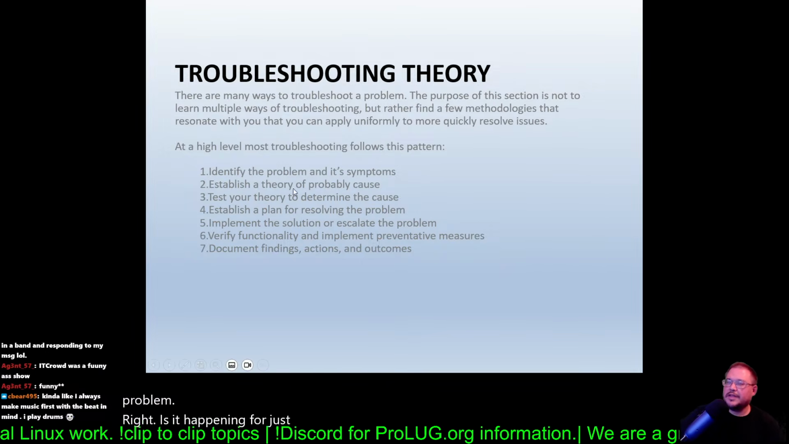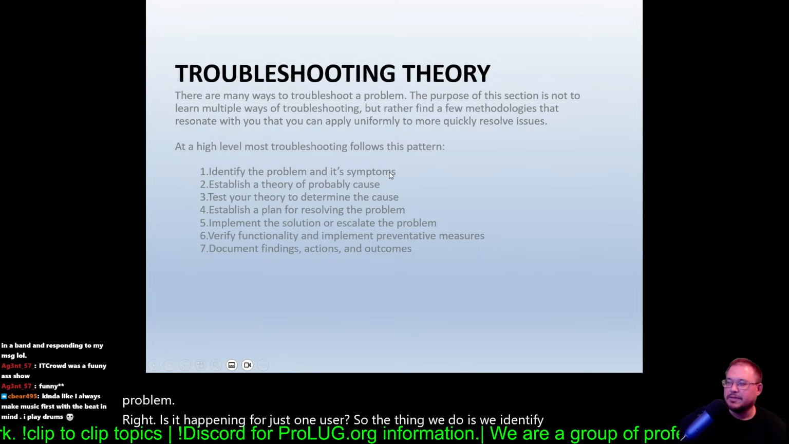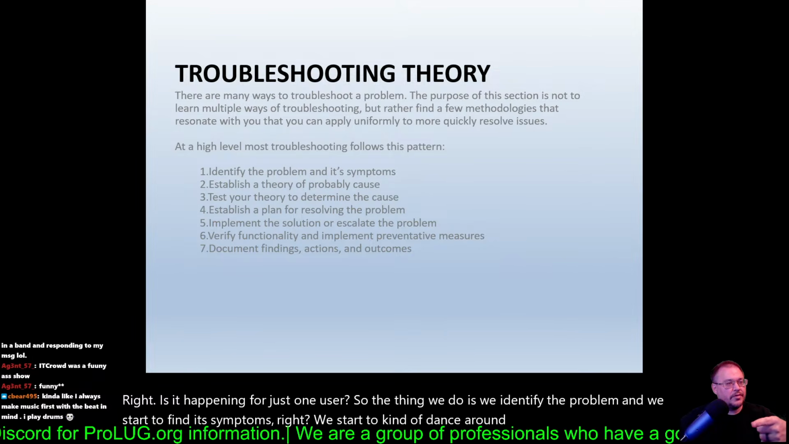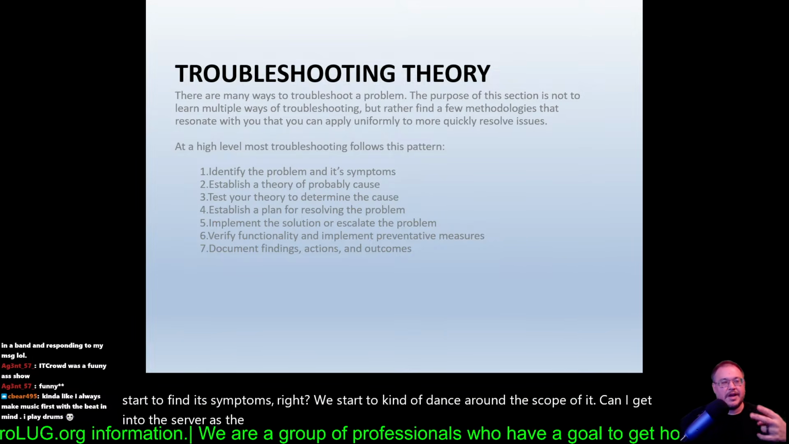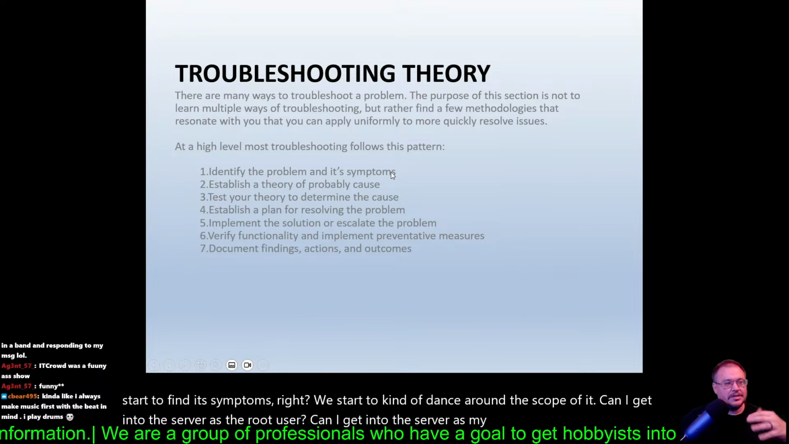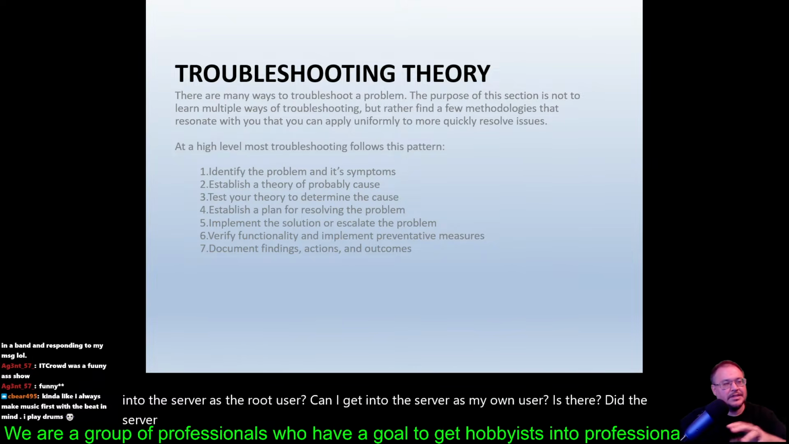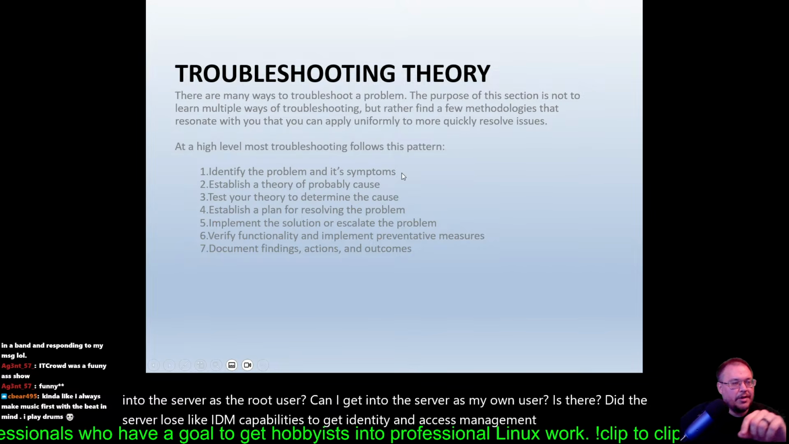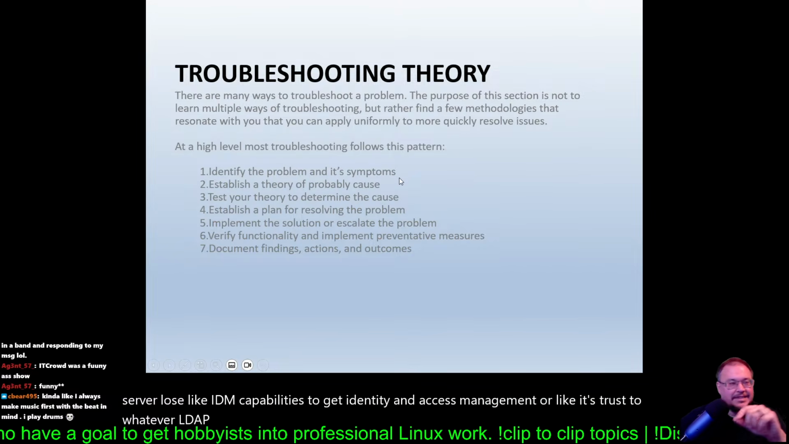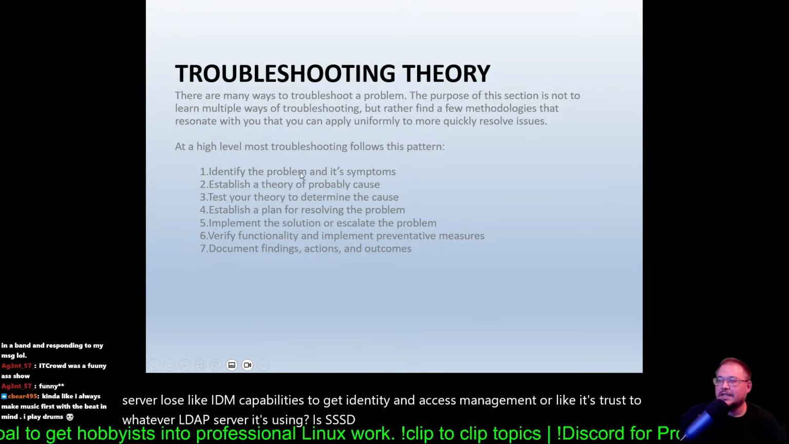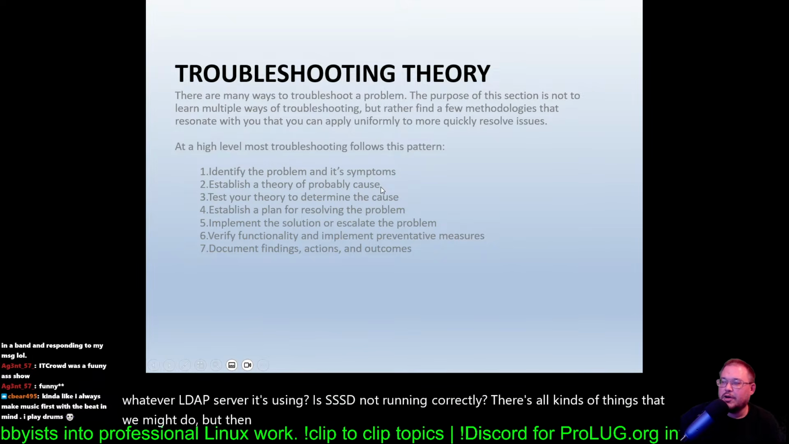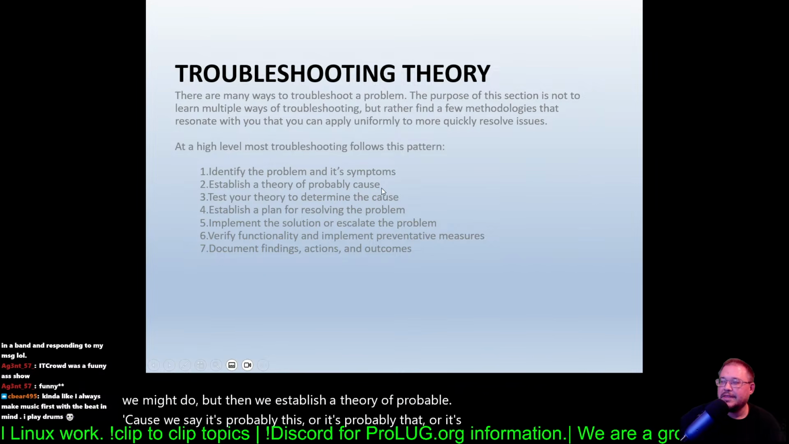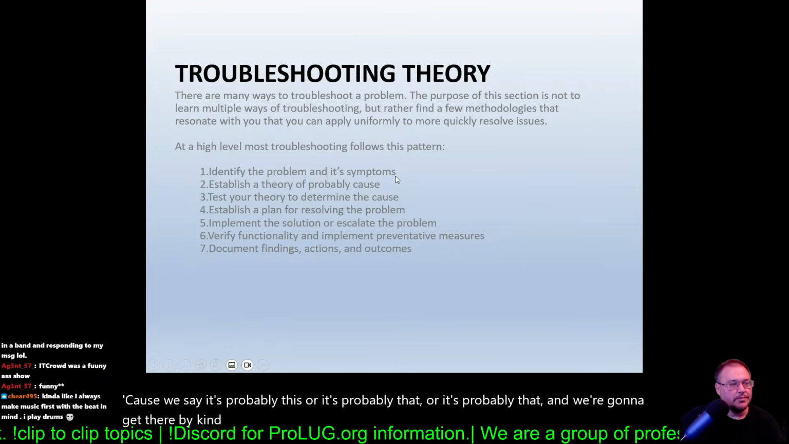So the thing we do is we identify the problem and we start to find its symptoms, right? We start to kind of dance around the scope of it. Can I get into the server as the root user? Can I get into the server as my own user? Did the server lose IDM capabilities to get identity and access management, or its trust to whatever LDAP server it's using? Is SSSD not running correctly? There's all kinds of things that we might do, but then we establish a theory of probable cause. We say, well, it's probably this, or it's probably that. And we're going to get there by probing around at what the symptoms are, right?